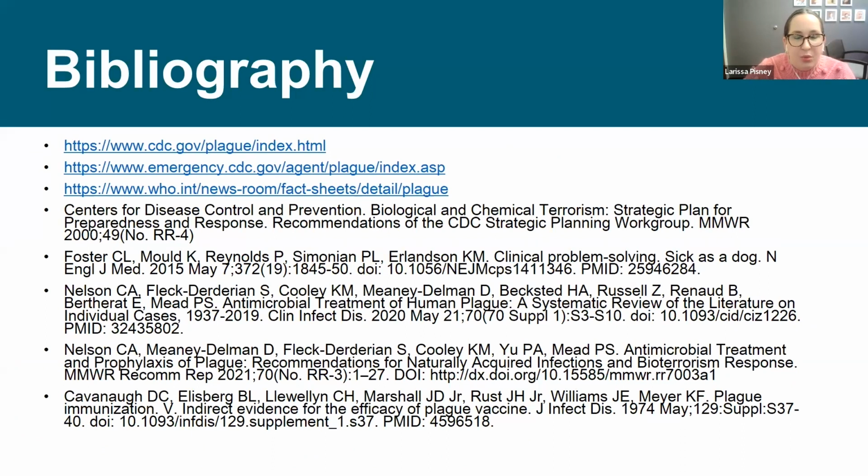I think the most important one to highlight is, first of all, there are many resources on the CDC and WHO websites, but this MMWR, second from the bottom, the antimicrobial treatment and prophylaxis of plague, again, is very dense and has a lot of great information in it. And we'll make sure that we've pulled out some of the tables to put at the end of this YouTube.